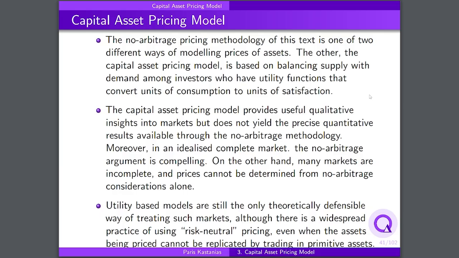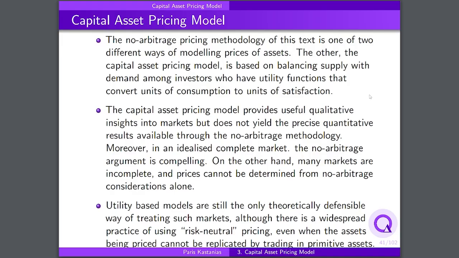So the no arbitrage pricing methodology of this text is one of two different ways of modeling prices of assets. The other, the capital asset pricing model, is based on the balancing supply with demand among investors who have utility functions that convert units of consumption to units of satisfaction. The capital asset pricing model provides useful qualitative insights into markets, but does not yield precise quantitative results available through the no arbitrage pricing methodology. Moreover, in an idealized complete market, the no arbitrage argument is compelling.